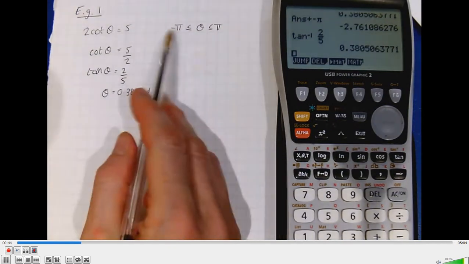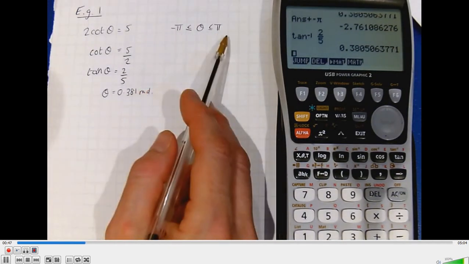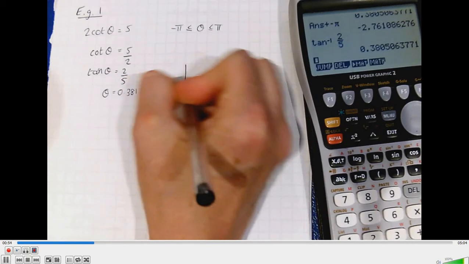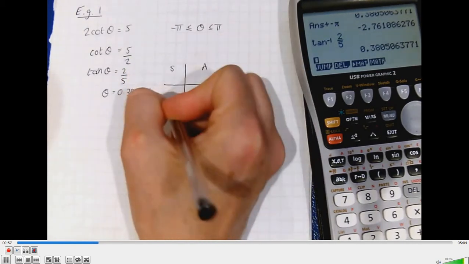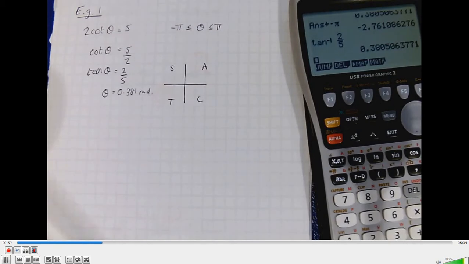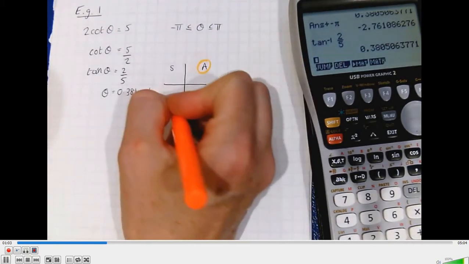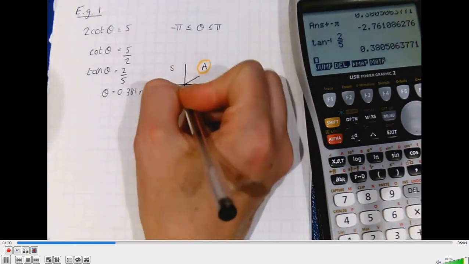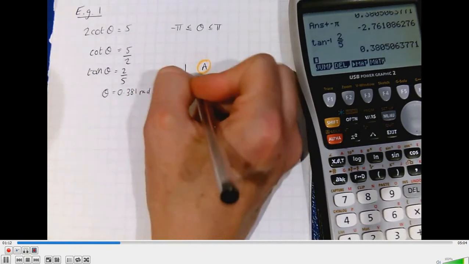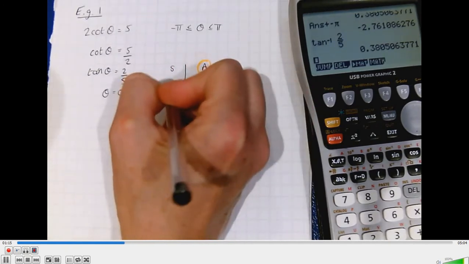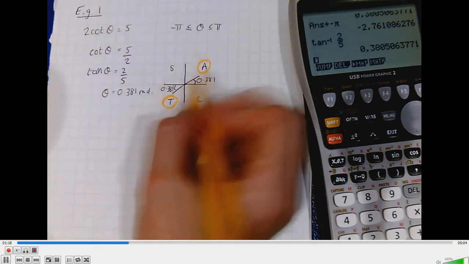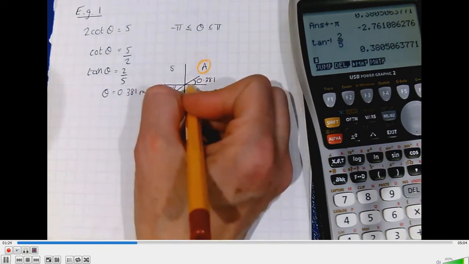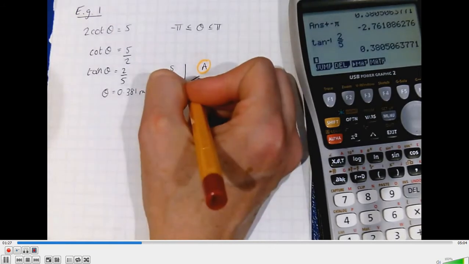Okay, now we look at the range of values, so we need all solutions in this range, so I'm going to start with a CAST diagram. And I know that tan is positive, so I'm going to select those quadrants. There we go. And draw my angles in there. They're always made with the x-axis. Now we know that we're going from negative pi round to positive pi. So I need to find this negative angle and that positive angle.